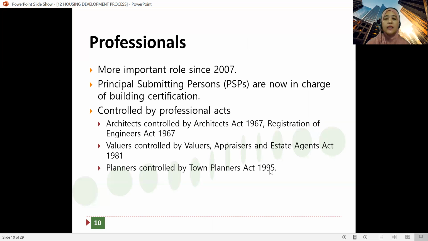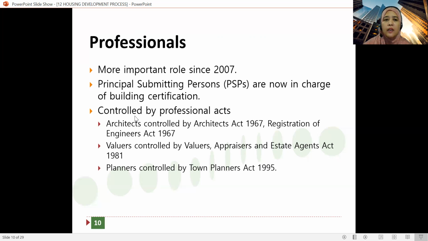Now, go to the next punya actor in housing development, professionals. More important role since 2007, because now since 2007 they are in charge of building certification. The completion of new buildings, the certification of these new buildings is done by the PSP, principal submitting persons, which come under three occupations: architects, okay, engineers, and draftsmen.